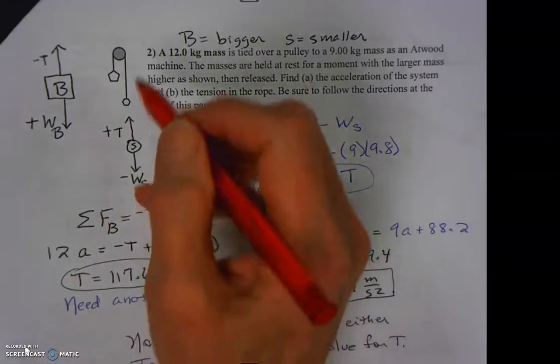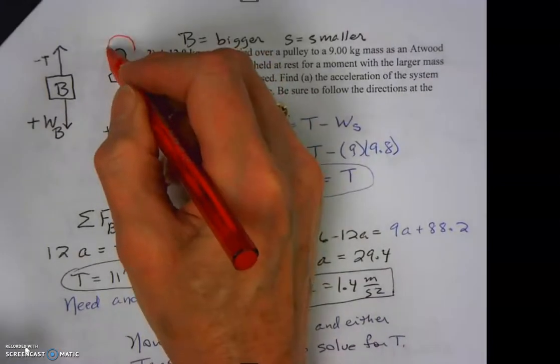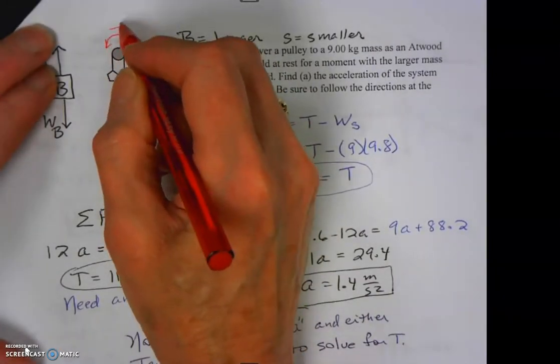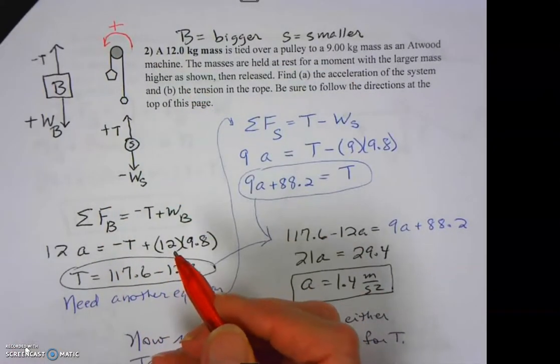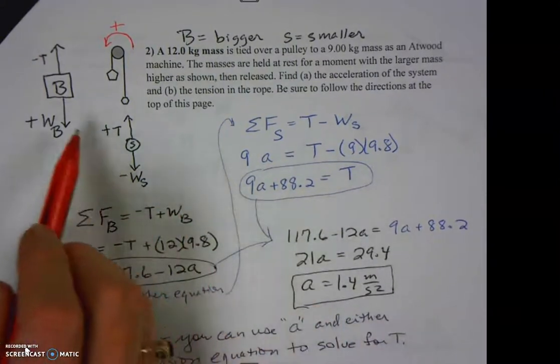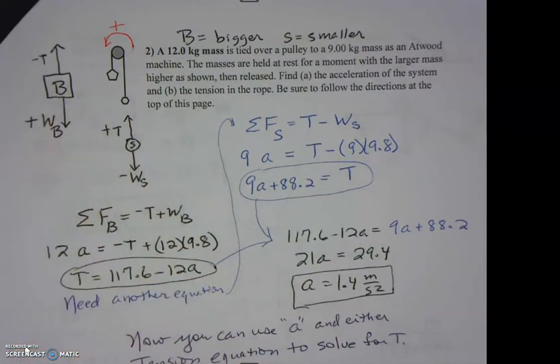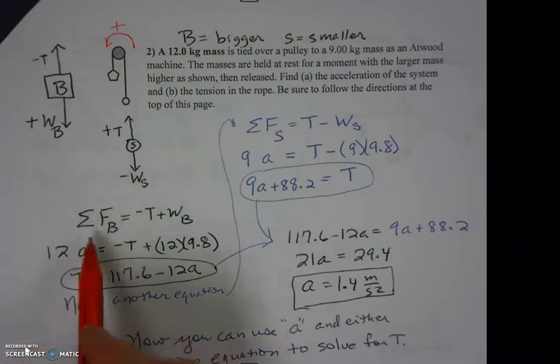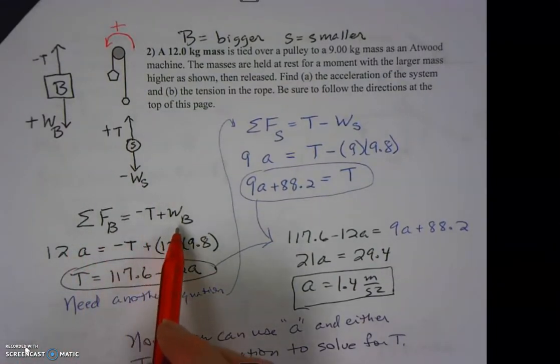So remember the Atwood convention. Anything that helps the big one fall down is positive. Anything that fights it is negative. So therefore, I put the signs on tension, just as you'd learned in your notes, and I write a net force equation for the big object. Negative tension plus the positive weight, pulling it down.